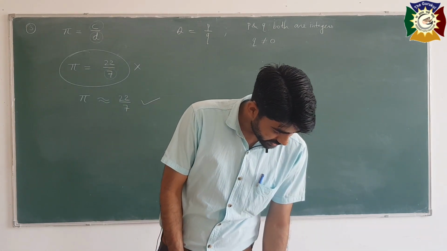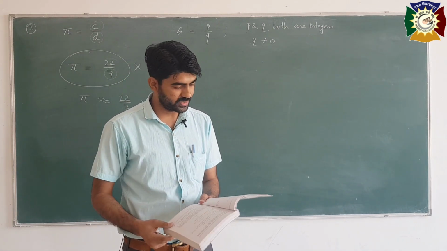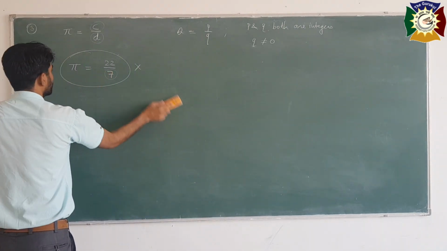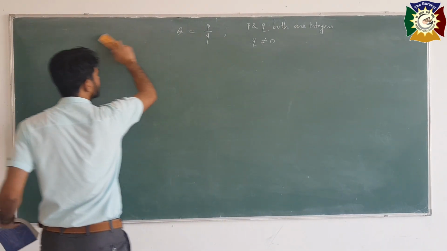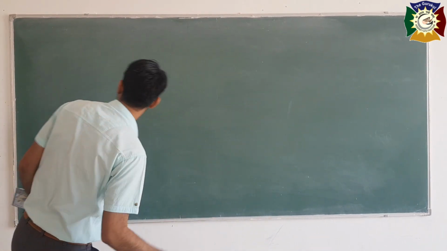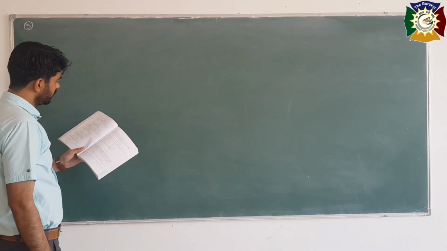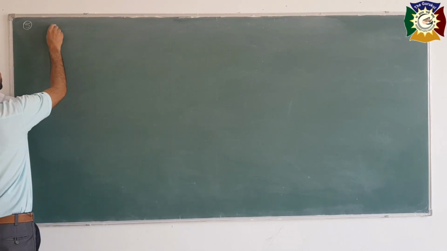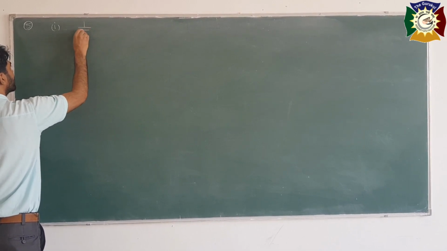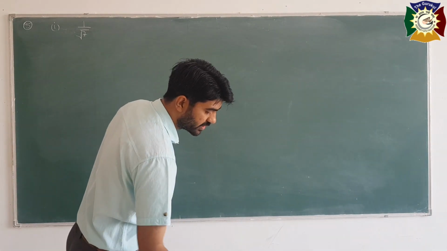Then fourth question, represent root over 9.3 on number line, which we have already done. Now we will see question number 5. Rationalize the denominator of the following. First part, 1 upon root 7, and we have to rationalize it.